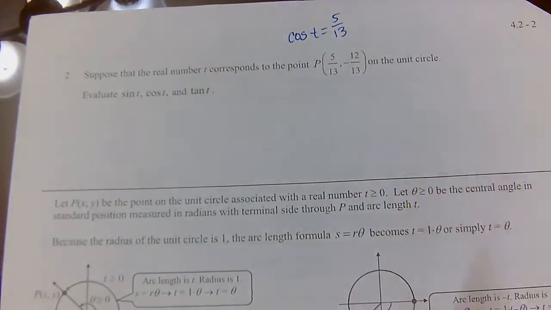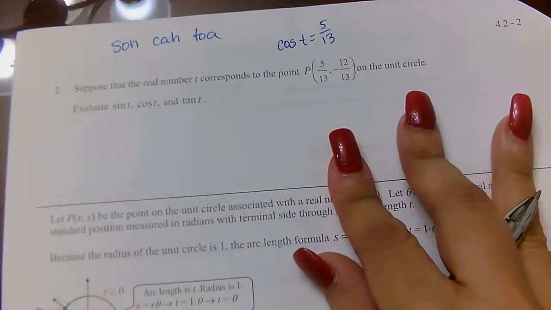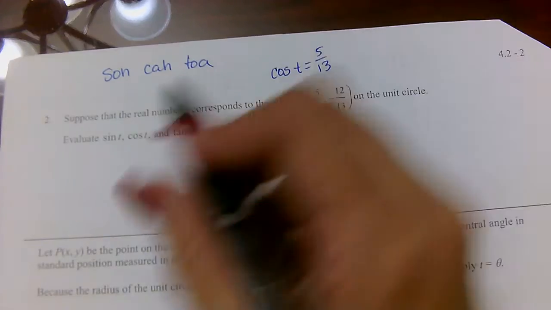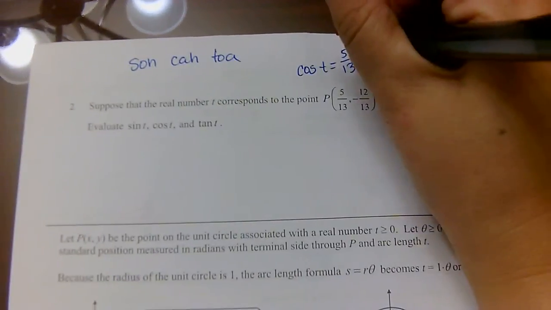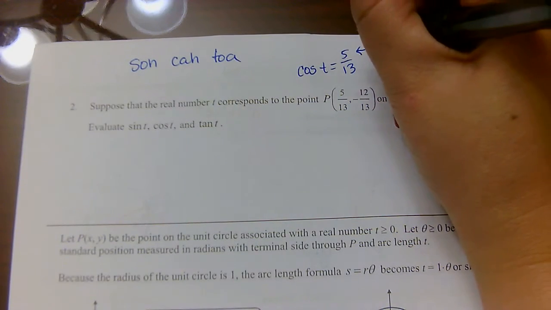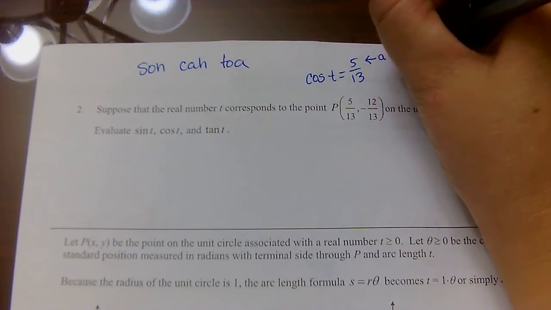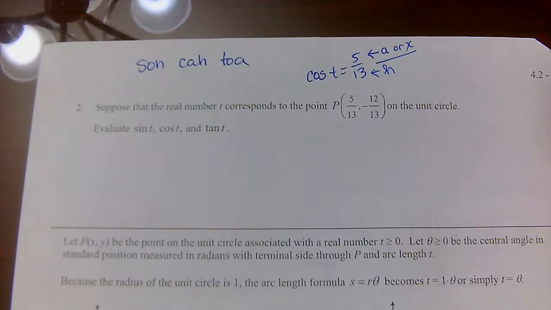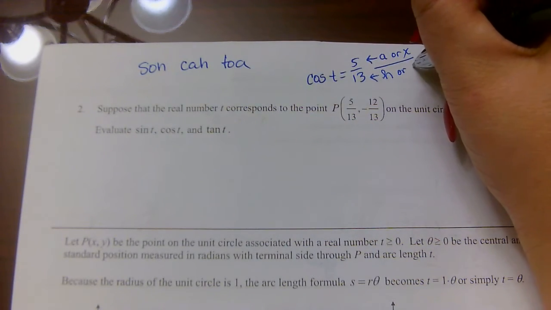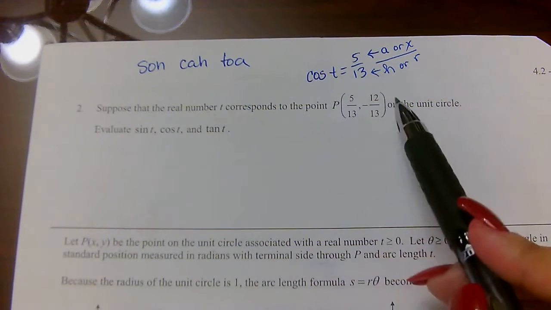But remember, cosine, if you go back, that means, I'm going to go ahead and put it here, SOHCAHTOA. That means that the 5 is what we call our adjacent, and the 13 is going to be our hypotenuse. So this is going to be our adjacent, or in other words, the x value. And the 13 is going to be your hypotenuse, or in this case, our radius. So that's what we're saying about this one.